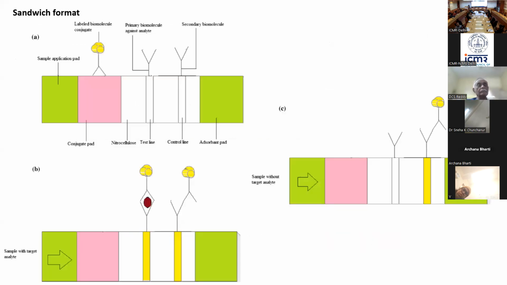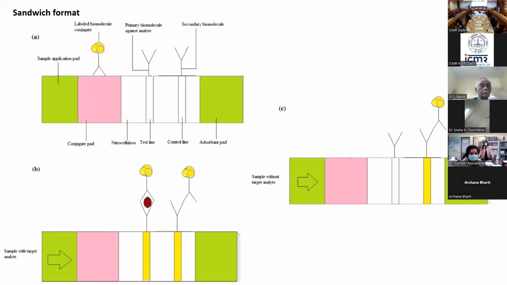Now, if anyone has performed the ELISA or knows the ELISA, the concepts are the same in LFI. So you have a sandwich format similar to a sandwich ELISA, where you have 2 antibodies against the same antigen, just different epitopes. If you get a sandwich, you get a color in the test line. If you do not get a sandwich, depending on whether the sample has the analyte or not, you do not get a test line.